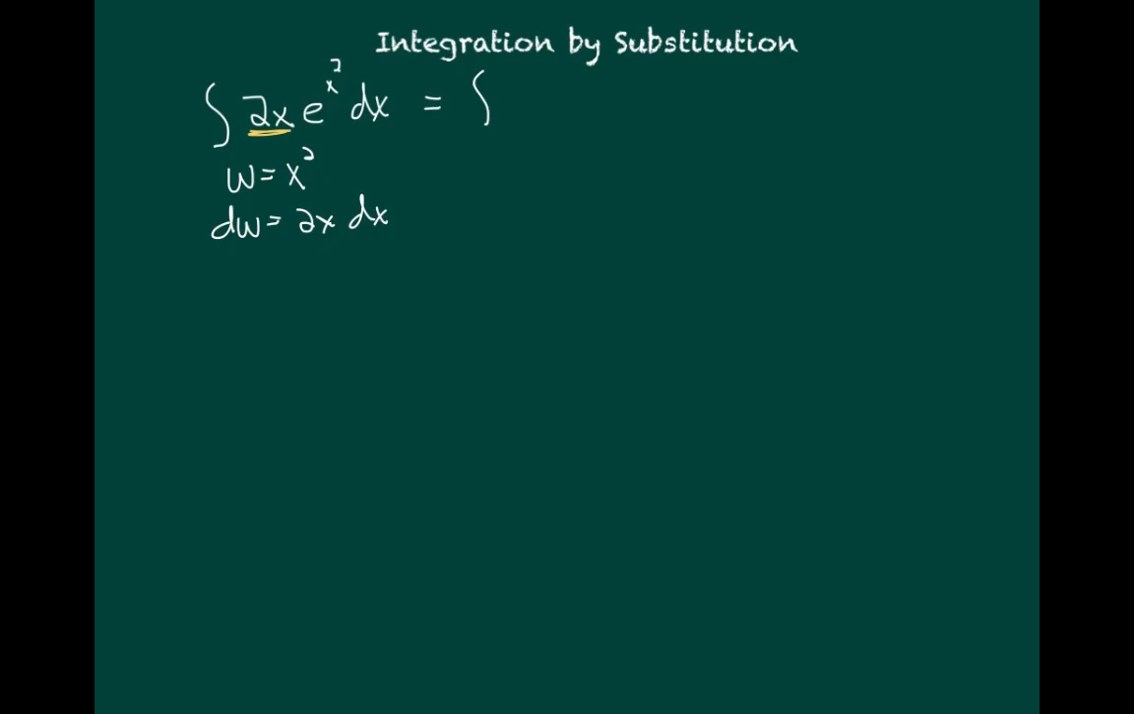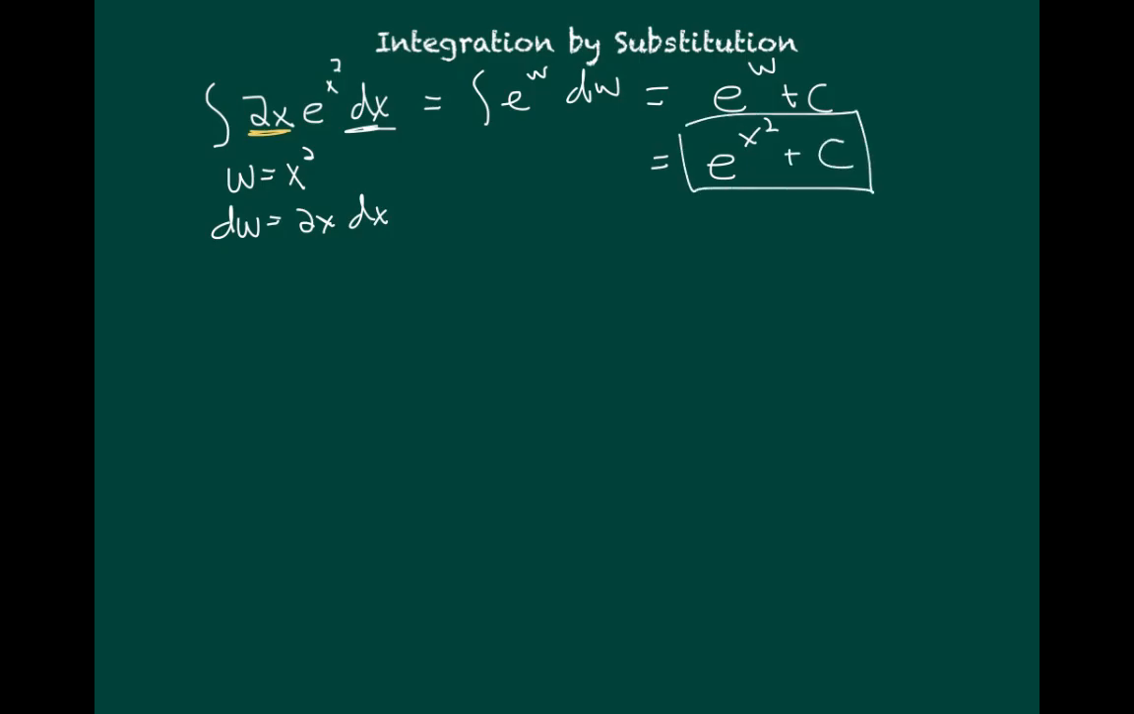part of my dw, so I'm really just left with e to the w dw, because again, the dw represents the 2x and the dx, and w represents the x squared. So I know how to integrate that. That's just going to be e to the w plus c. Now that I've integrated that, I can substitute back, and so that equals e to the x squared plus c, which is, of course, my final answer. Alright, let's try another one.